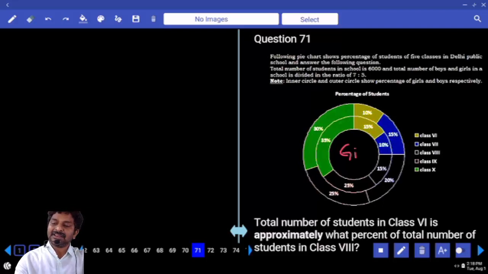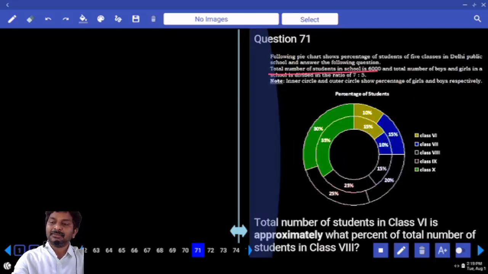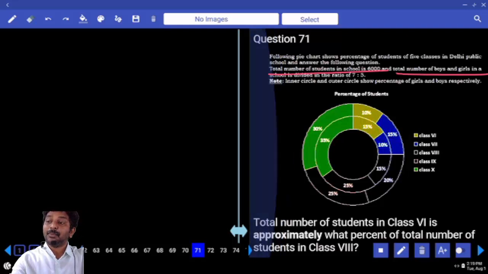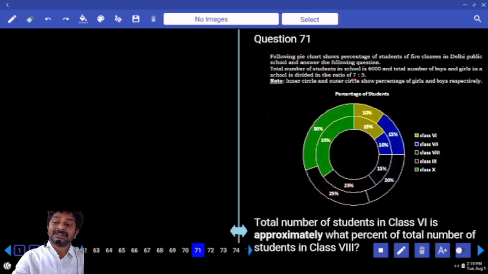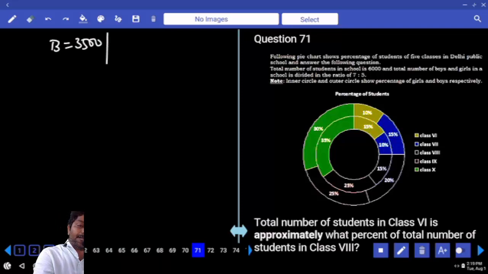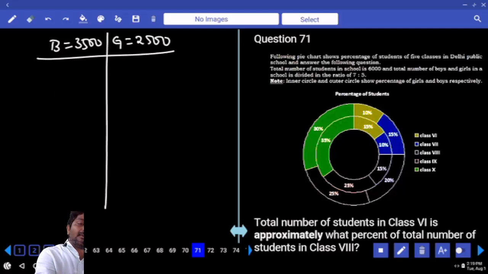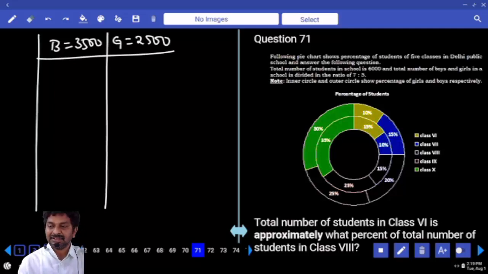Note, inner circle and outer circle shows percentage of girls and then boys respectively. So all the inner circle values are related to girls, outer circle boys, right? So now we need to know how many boys and how many girls are there. Total number of students in school is 6000. Boys and girls in the school are in the ratio 7:5. How many parts are there? 12. How many times is 6000? 500 times. So now boys are 7 parts, which is 3500, and remaining girls 2500. Okay, now if you want to take boys information, that is outer circle values only, we have data regarding 6, 7, 8, 9, 10.